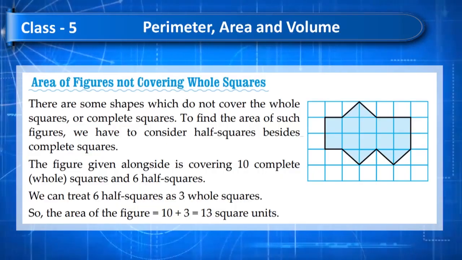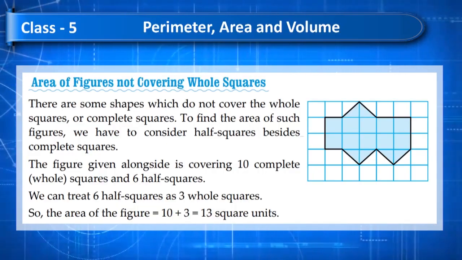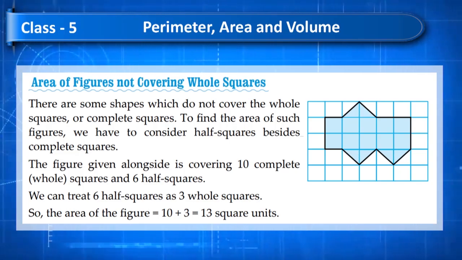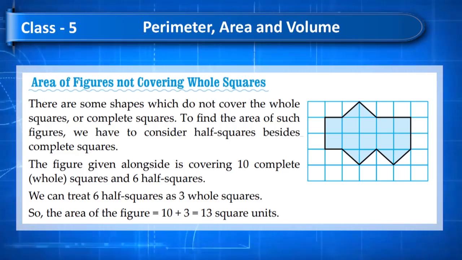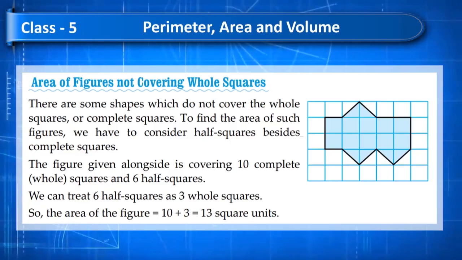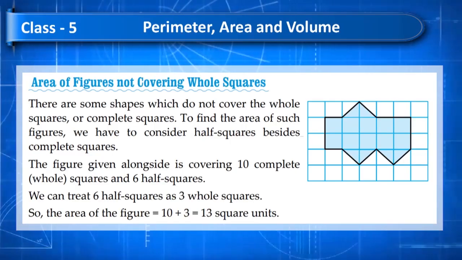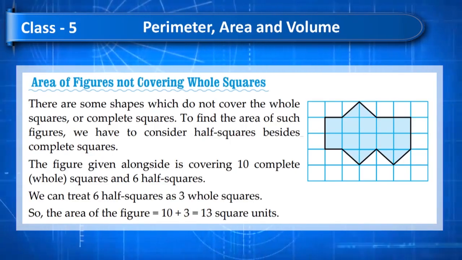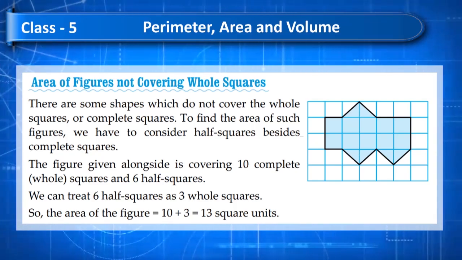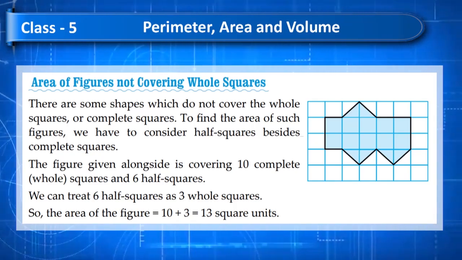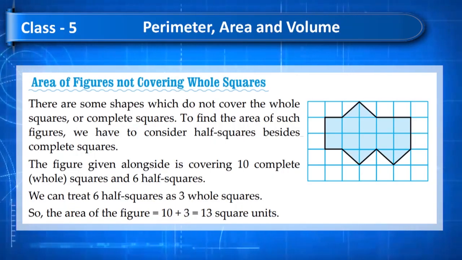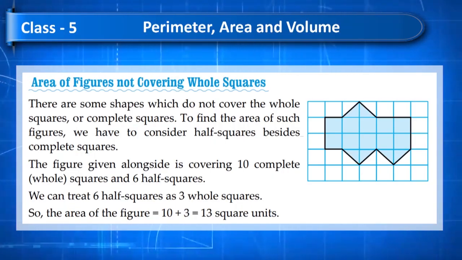Area of figures not covering whole squares. There are some shapes which do not cover whole or complete squares. To find the area of such figures, we have to consider half squares besides complete squares. The figure given alongside is covering 10 complete squares and 6 half squares. We can treat 6 half squares as 3 whole squares. So the area of the figure is equal to 10 plus 3 equals 13 square units.